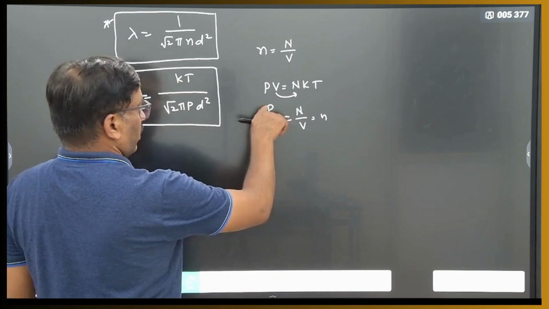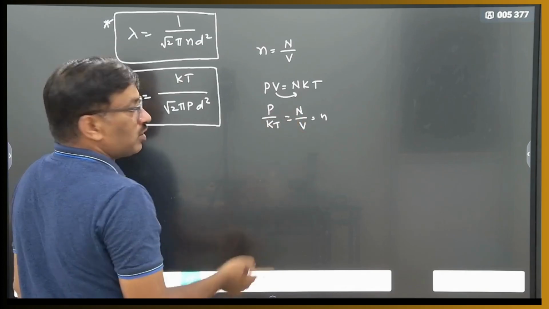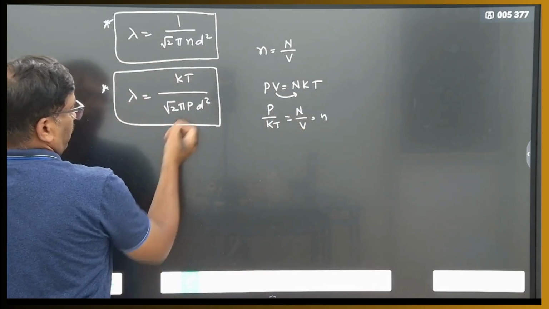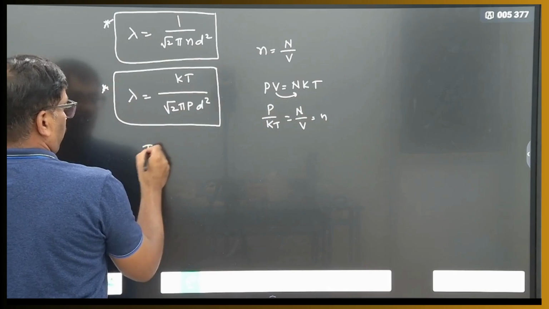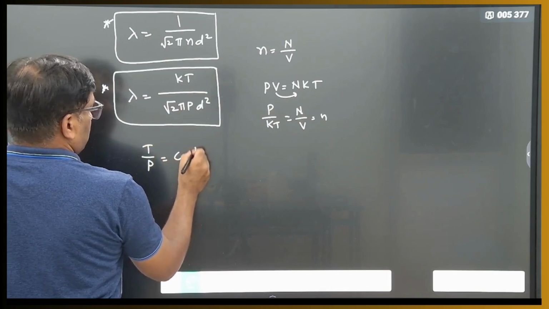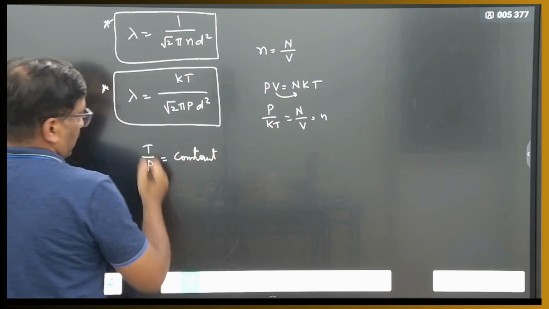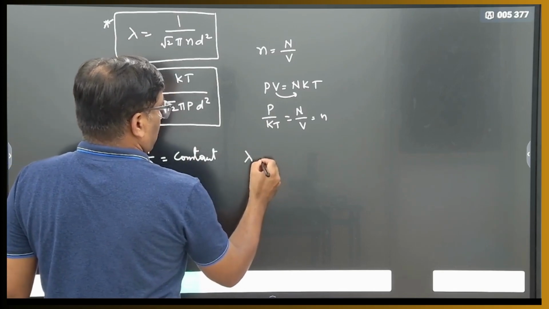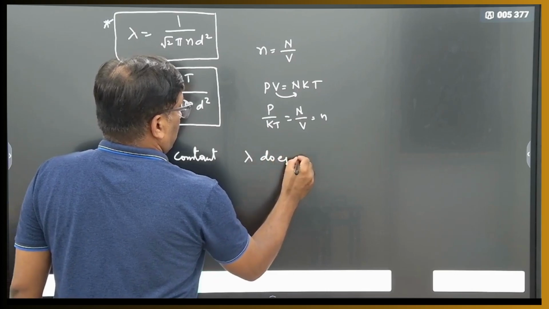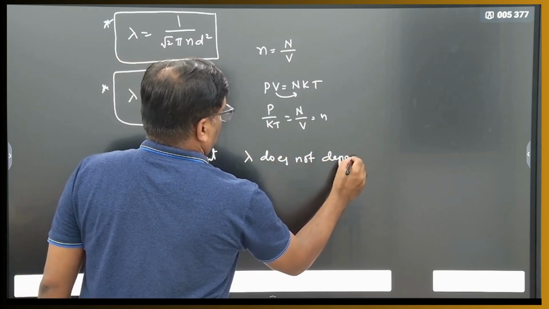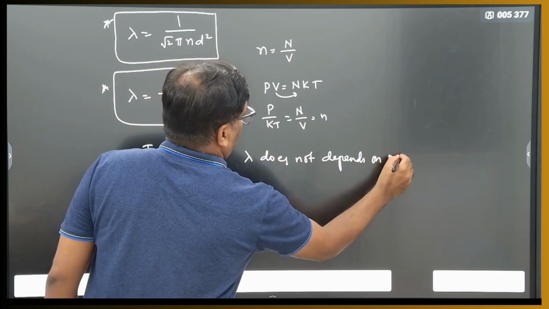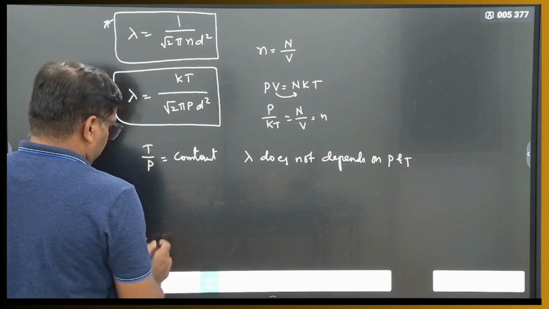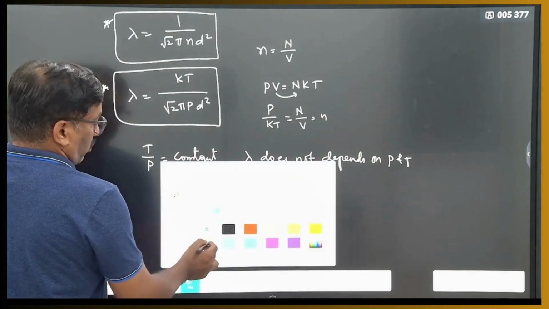But you can see here now, therefore P by T, number of molecules per unit volume, this is constant now. So therefore P by T or T by P, this is always constant. So if temperature changes, pressure also changes. So therefore mean free path does not depend on P and T now. Clear?